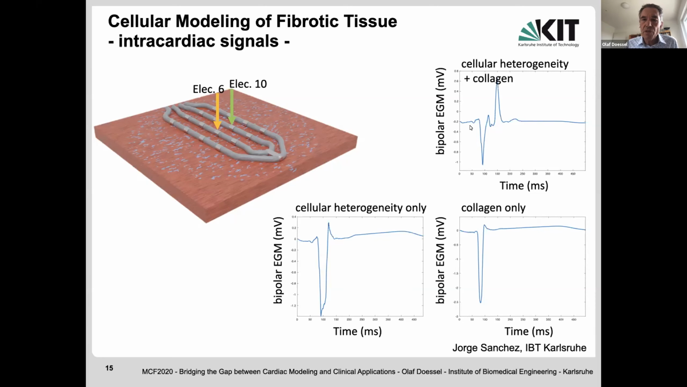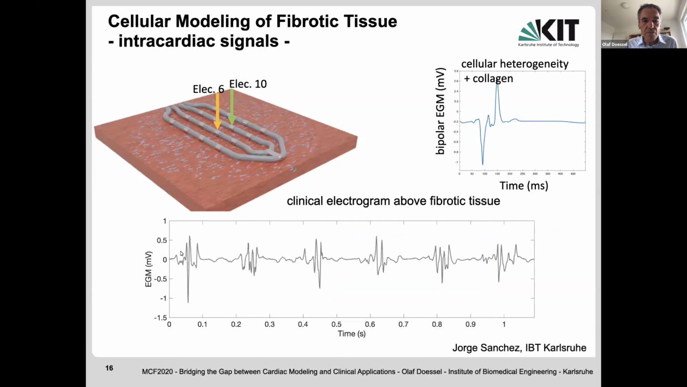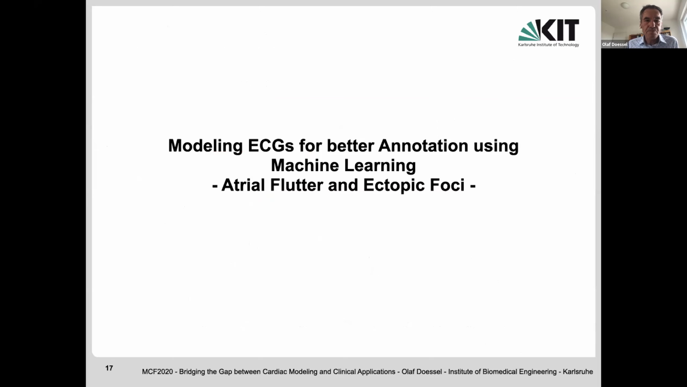And then you get a bipolar electrogram that looks like this if you measure the bipolar electrogram between these two electrodes. And if you compare now with the clinical electrogram, the typical clinical electrogram of a bipolar signal above fibrotic tissue, you see that we are not really there, but nearly there with our signals. So it might be that our computer model of the fibrotic tissue is already very near to reality.